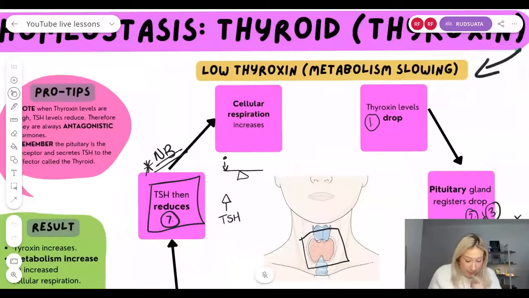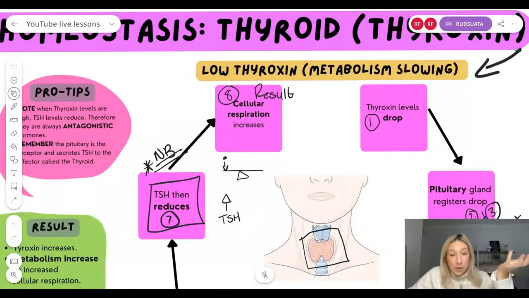Last but not least, thyroid stimulating hormone reduces. And because thyroid stimulating hormone reduces and our thyroxine is still high, we can do our final step, which is the result. Your cellular respiration increases, so your metabolism increases. And so this whole loop is how we would explain thyroxine and the metabolism increasing by using the template answer.